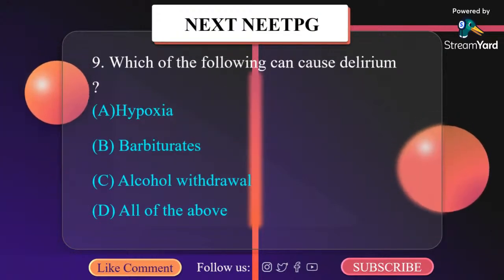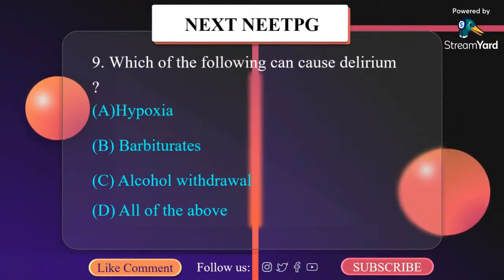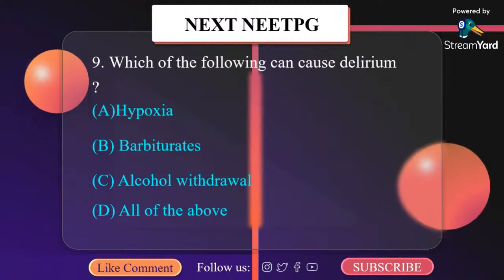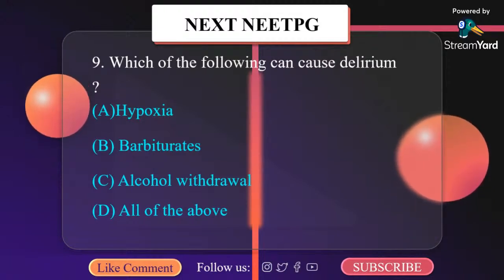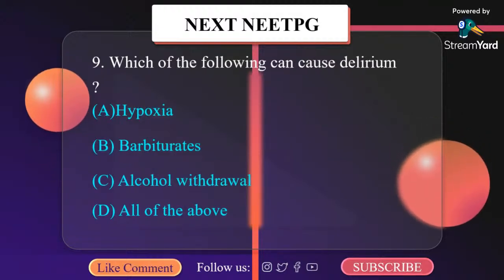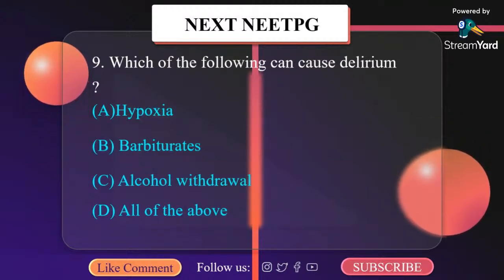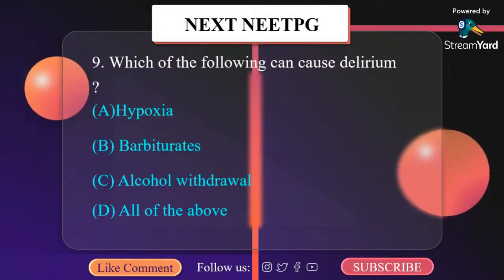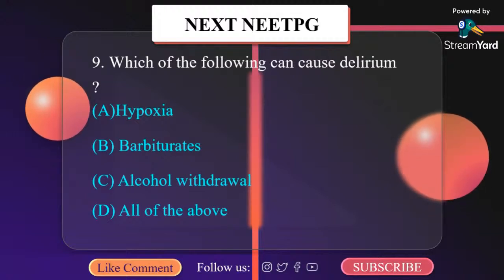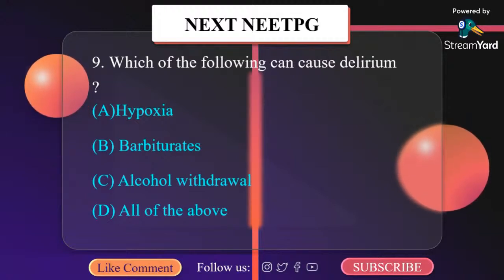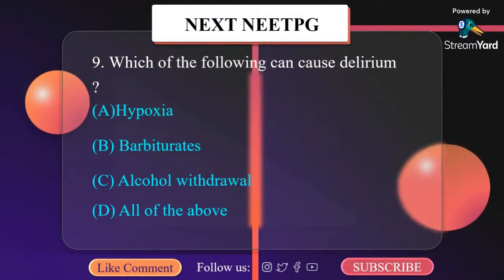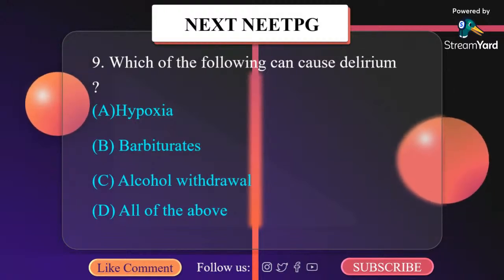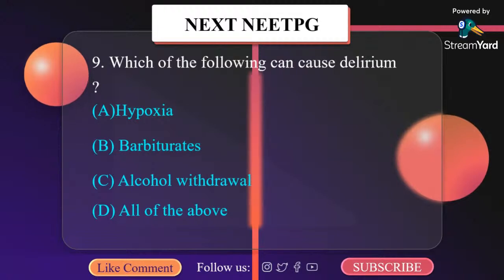Which of the following can cause delirium: hypoxia, barbiturate, alcohol withdrawal? D, all of them. Now, what are the important causes of delirium? Trauma, head injury, subdural hematoma; infection, septicemia, pneumonia, endocarditis; metabolic, hypoxia, hypercapnia, uremia, CHF, hepatic failure, porphyria, metabolic acidosis or alkalosis; endocrine, hypo or hyperpituitarism, hypo or hyperthyroidism, hypo or hyperparathyroidism, hypo or hyperadrenalism.